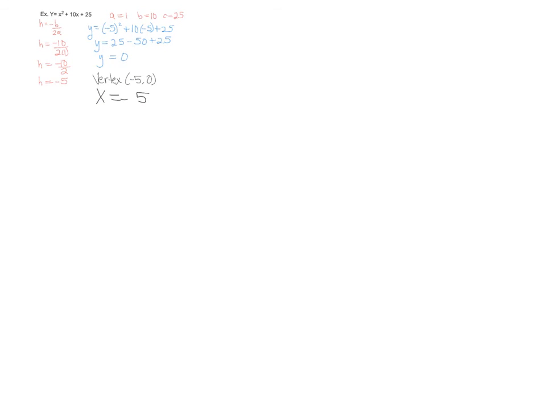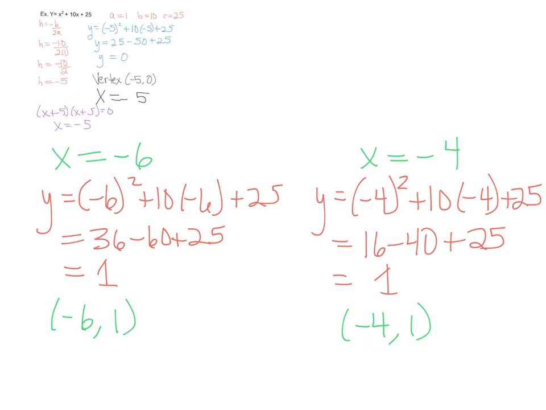This problem actually factored really nicely to (x plus 5) times (x plus 5). So this is why my zero lands on my vertex. My zero equals -5, which is my vertex. So I'm going to have to find 2 new points. I chose the points -6 and -4 because they were 1 away from -5 in both directions. And I got the new points (-6, 1) and (-4, 1).